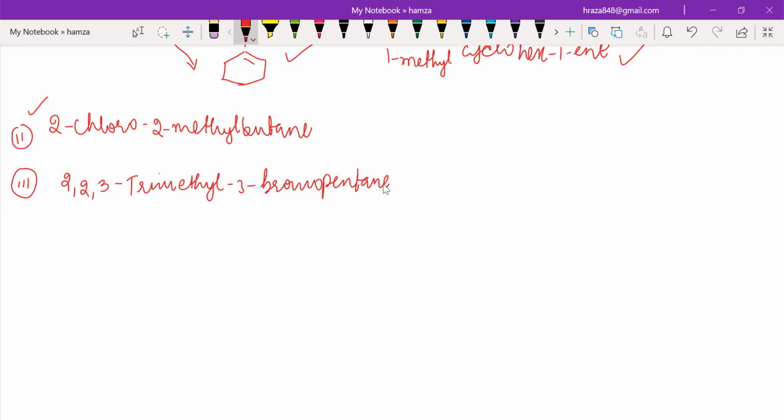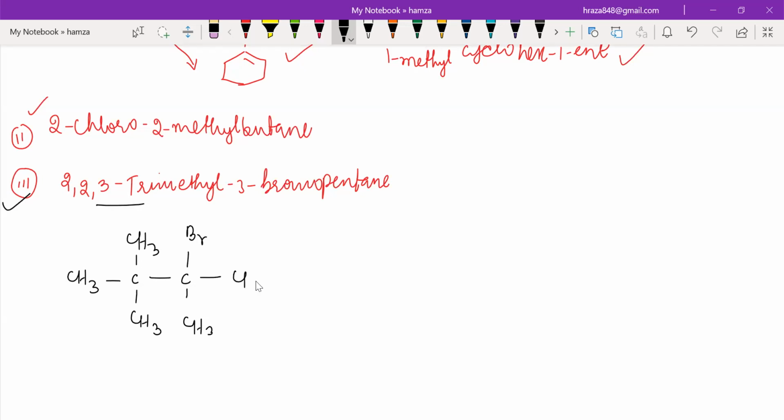First of all, I'm going to explain the third one. First of all, we are going to write the structure. The structure will be CH3, 2 comma 2 comma 3 methyl and 3 bromo, and then pent, that means 5 carbon. And we need to react this with C2H5ONa, sodium ethoxide, in the presence of ethanol, that is C2H5OH.